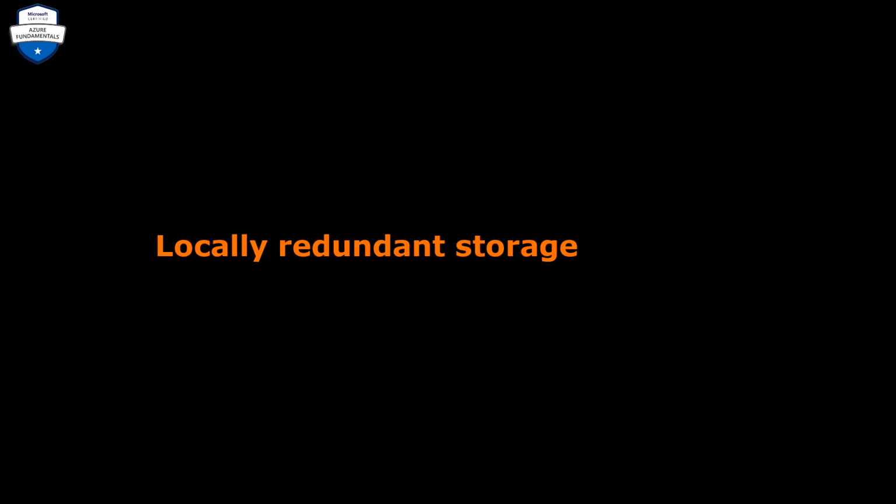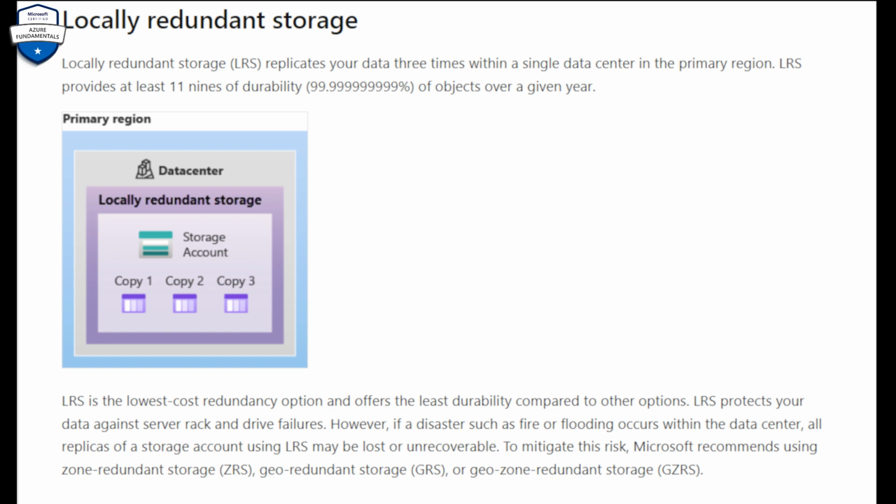Locally redundant storage. Locally redundant storage, LRS, replicates your data 3 times within a single data center in the primary region. LRS provides at least 11 nines of durability, 99.999999999%, of objects over a given year. Diagram showing the structure used for locally redundant storage. LRS is the lowest cost redundancy option and offers the least durability compared to other options.